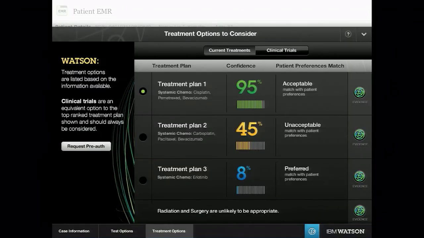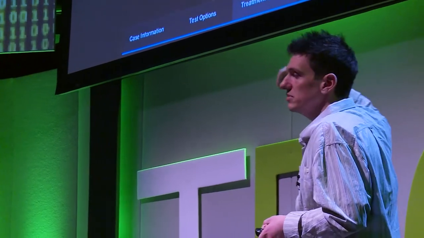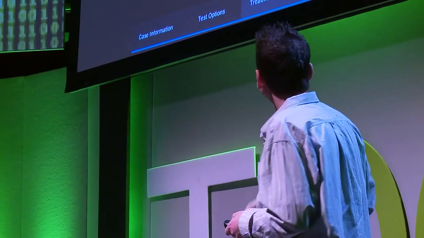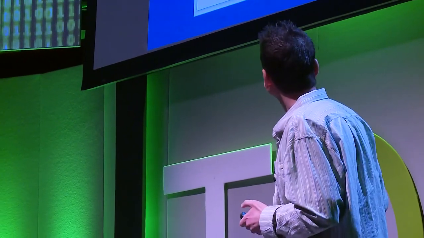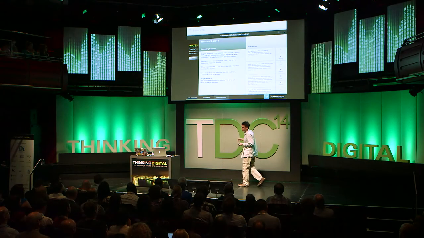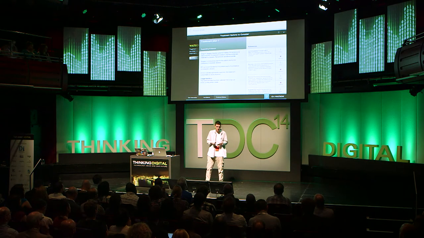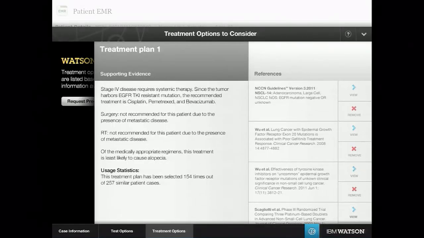And if I look at the treatment options, this has totally changed the treatment options. This has changed Watson's confidence in the treatments that it's recommending for this patient. But like I say, it's not about just giving a definitive answer, telling them what treatment to provide. If I press on the evidence button, what I get is a plain English description of why Watson thought this was an appropriate treatment and the supporting evidence that Watson considered, ready for the oncologist's review.